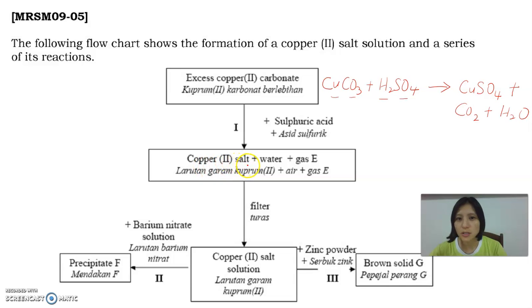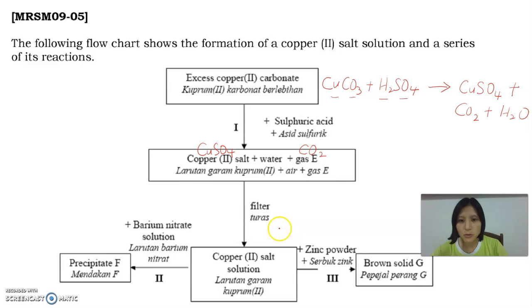Copper 2 salt is the product. This copper 2 salt is the CuSO4, copper 2 sulfate salt. We have water here, H2O, and the gas is carbon dioxide gas. Then you filter it, and you get the copper 2 salt solution.